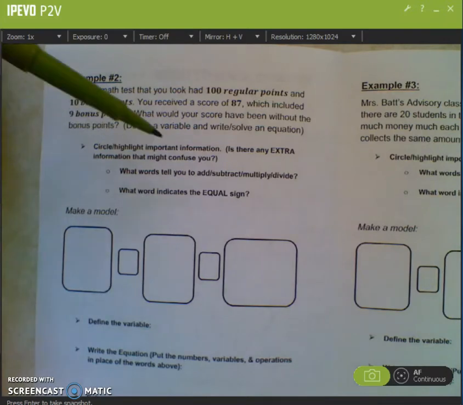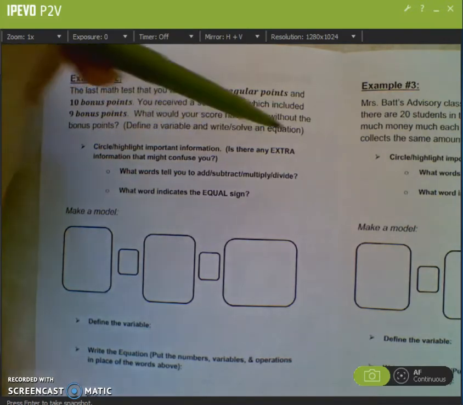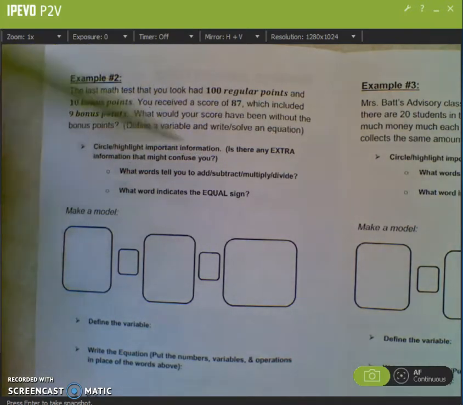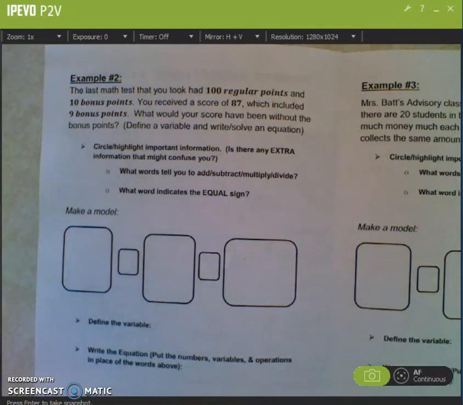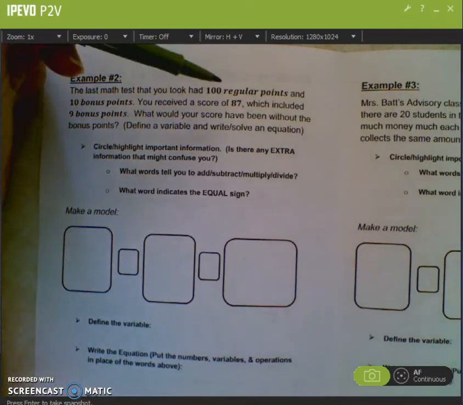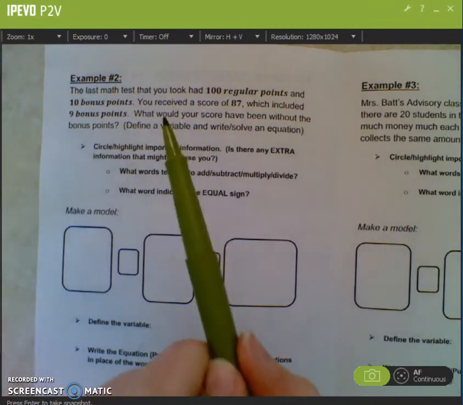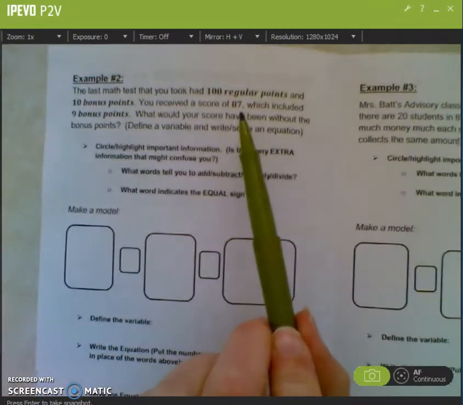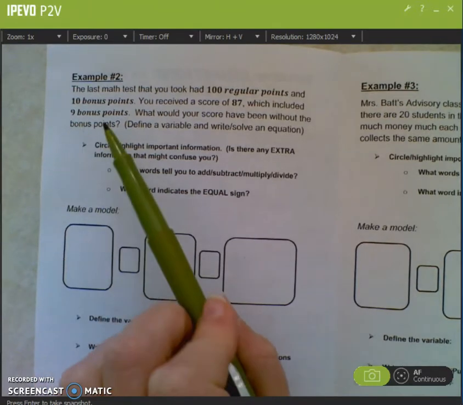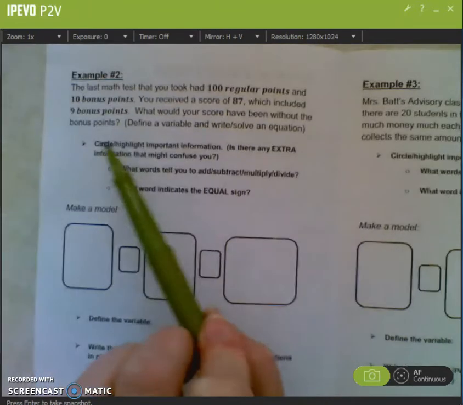So it says circle and highlight important information. Is there any extra information that might confuse you? Let's look and see. Well, it had 100 regular points and 10 bonus points, but you received a score of 87, which included 9 bonus points. What would your score have been without the bonus points?